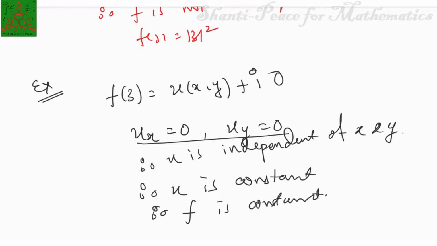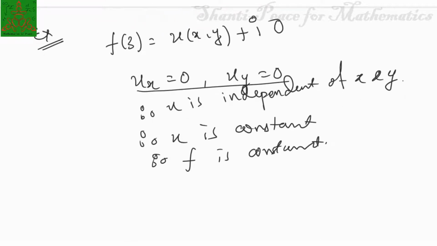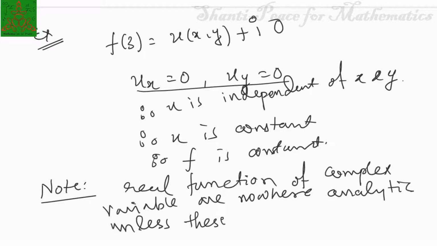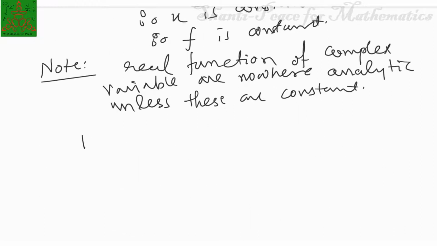So what is the meaning of this discussion? It says we can write as a note that if you have a real valued function which is analytic, it has to be a constant function. A real function of a complex variable is nowhere analytic unless it is constant. For example, mod z square, which we have done, real part of z, imaginary part of z, and mod z. These are real valued functions. Since they are not constant, they are not analytic anywhere.